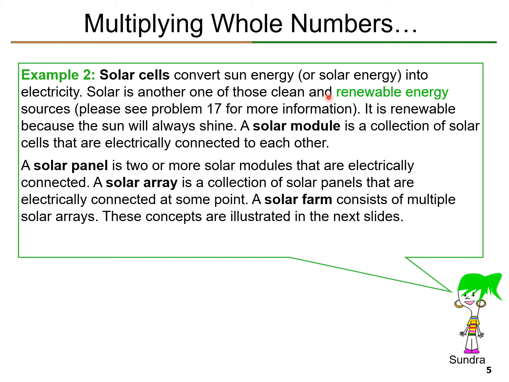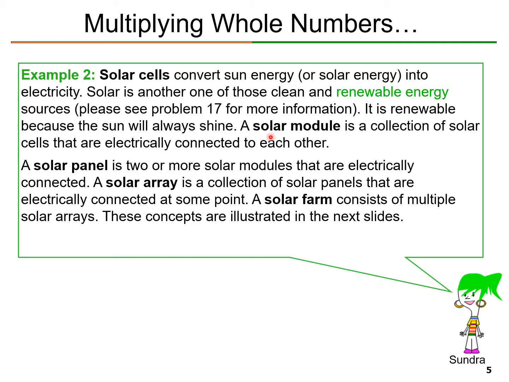Of course, the sun does not shine at night. Well, it does shine at night. It just doesn't shine at every location on the Earth's surface at night. It is renewable, again, because the sun would always shine at some location, and it's just a matter of time before it shines at the location where it was dark.